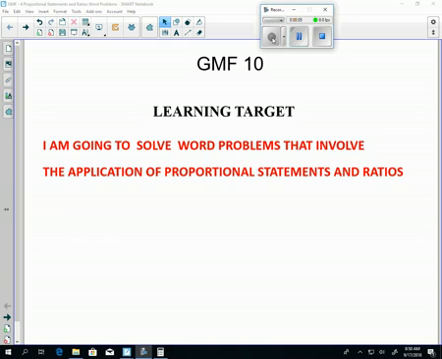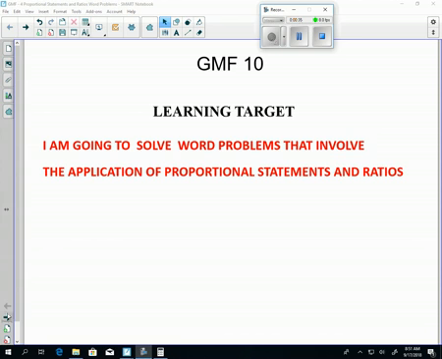Today we're going to do Lesson 4. Last week we did some review on converting fractions, and we introduced or reviewed proportional statements. So I'm just going to go over proportional statements again, and we're going to apply them to word problems. The learning target for today is to solve word problems using proportional statements and ratios.